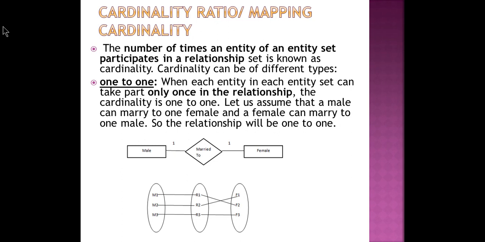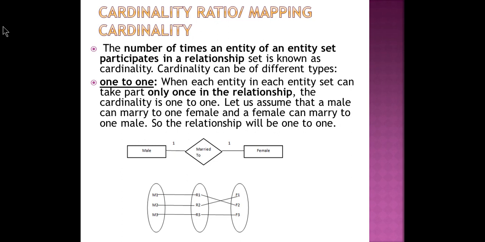So in mapping cardinality, the number of times an entity of an entity set participates in the relationship set, that is known as your cardinality. Or how many number of times an entity in one entity set is participating in the relationship set.